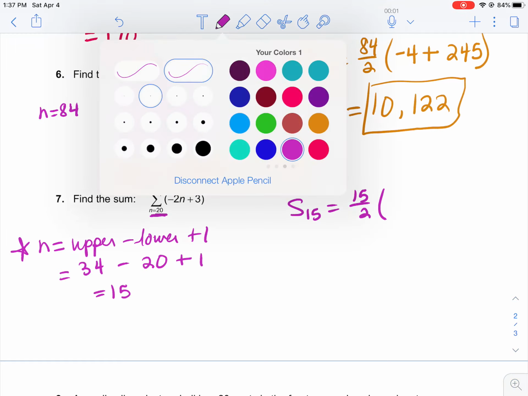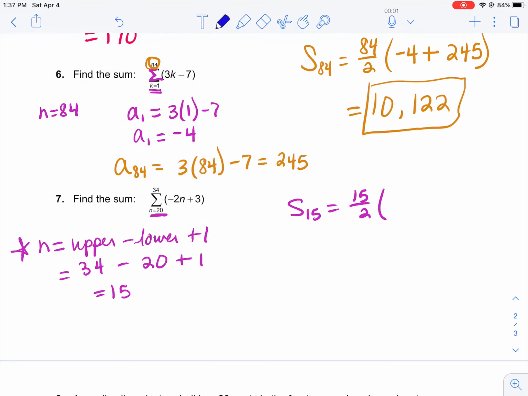All right, let's go ahead and find the first term. So the first term, a sub 1, is when we plug in 20 into this formula. So negative 2 times 20 plus 3. Negative 2 times 20 plus 3 is negative 37.